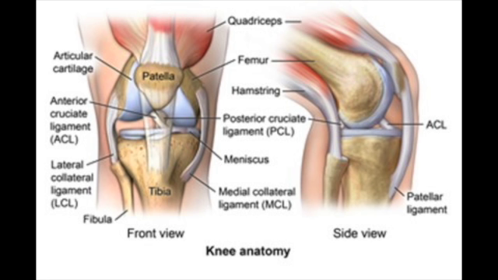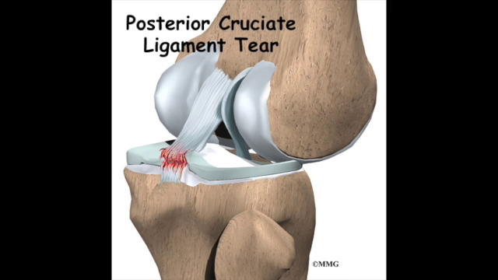You should also know the unhappy O'Donoghue triad: injury to the ACL, MCL, and medial meniscus. So that's MMA: medial meniscus, MCL, and ACL.